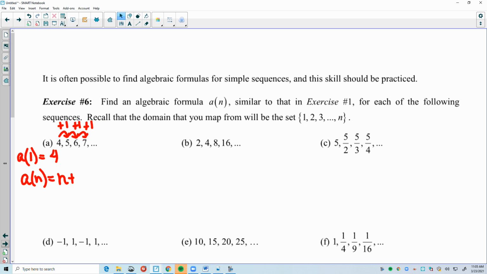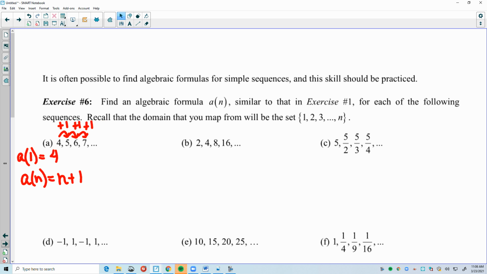So if I wanted to have my next term, I could add on, I'm sorry, not 3, how about 1? If I know my first term is 4, to find my next term I would add on 1, I'd get 5. To find my next term, I'd add on 1, I'd get 6.